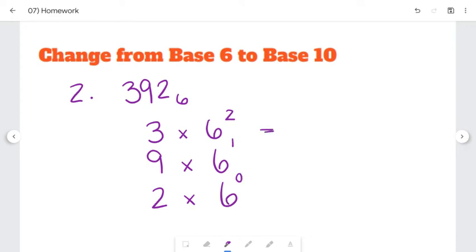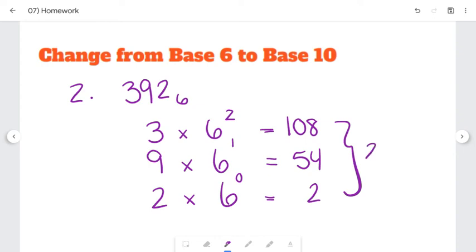Now, in this case, 6 squared is 36, times another 3 is 108. 6 to the first is 6, times 9 is 54. Anything raised to the 0 is 1, so times 2 is 2. And we'll get 264 base 10. Again, the number should be smaller because it takes more time to go around 10 digits than it does 6. Because it's taking longer, it happens less frequently.